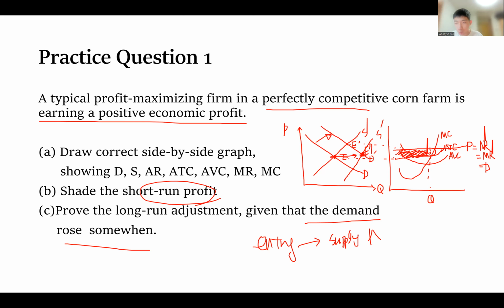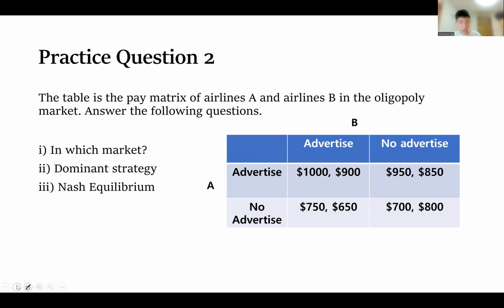Then the price, which once increased, decreases again, and it intersects with the minimum ATC. This is the price, and this is ATC. Therefore, profit is how much? Always zero in the long run. Great. Then let's move to the next question.